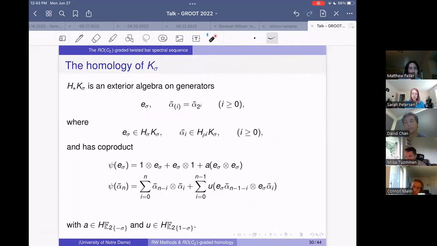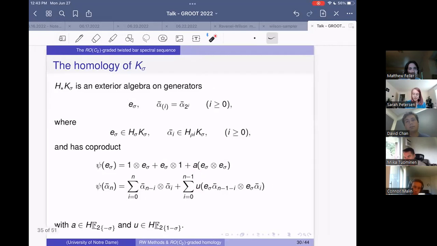And it has a coproduct formula. The coproduct is a bit more complicated than in the non-equivariant case. We get some additional terms where we see the distinguished elements A and U from the homology of a point coming up. So that's a nice example.